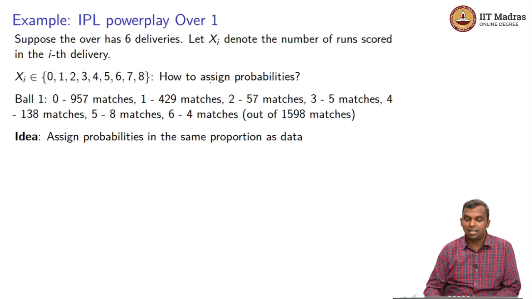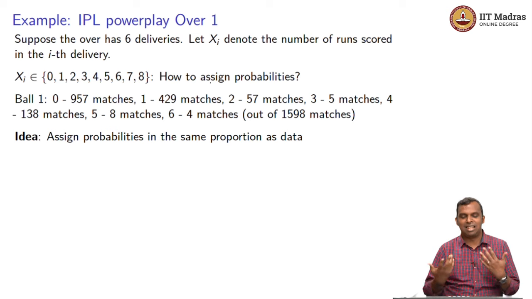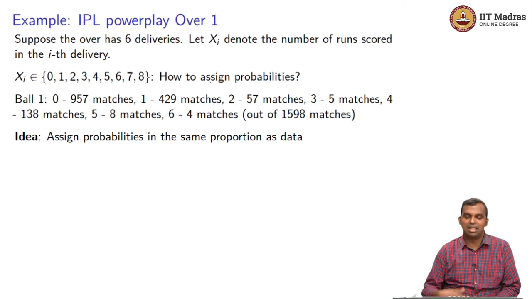So one of the ways is to assign probabilities in the same proportion as the data, right? So maybe you want to say the probability that X1 equals 0 is 957 by 1598. I'm not claiming once again that this is the best way. There's nothing like the best in these kinds of things. It seems reasonable, and there are good reasons why this might be okay. We'll see later on why this might be a good way to assign these probabilities. At least intuitively, most of you would say, yes, that seems reasonable. Okay, so you can do that.